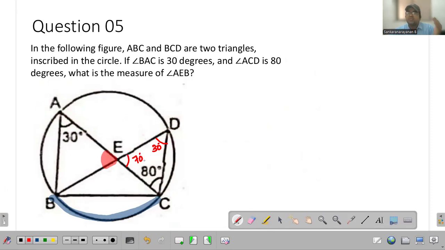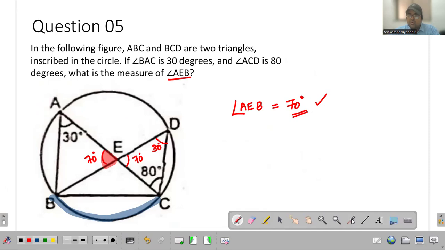Okay, now use the vertical opposite angle concept. I can see that angle AEB also has to be 70 degrees. It comes like that only. So they are asking you to find the measure of angle AEB. I can say angle AEB has to be 70 degrees, right? So I got the answer here.